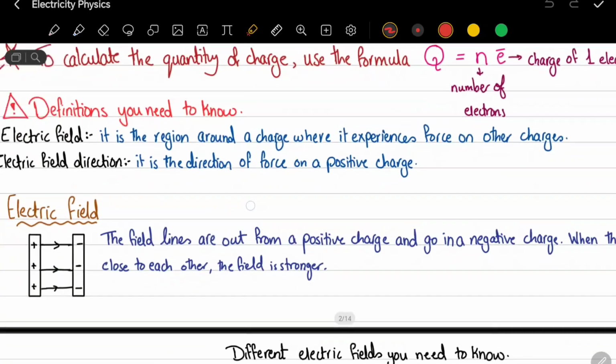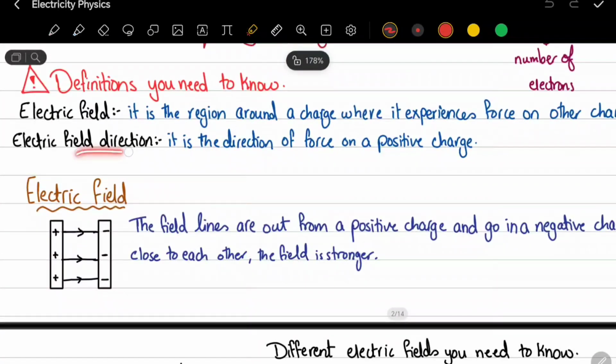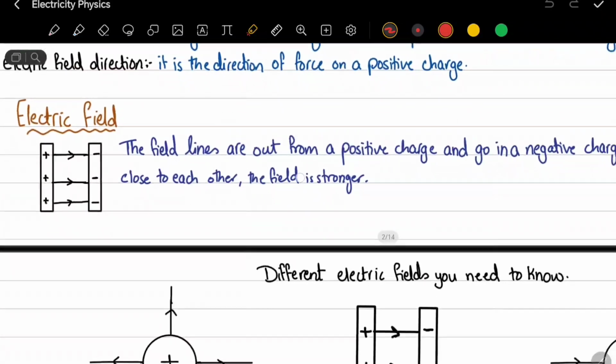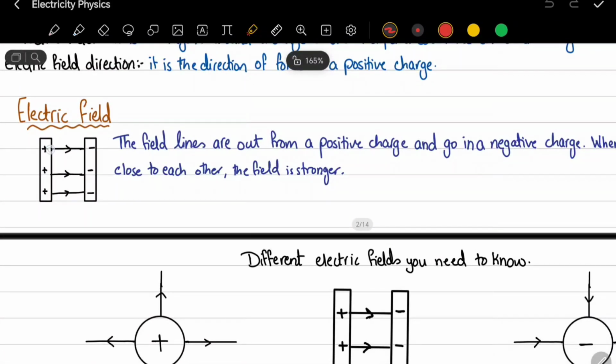Whenever we want to discuss the electric field direction, it's the direction of the force on a positive charge. The electric field always moves from the positively charged plate to the negatively charged plate. These are the field lines that come out from the positive charge and go into a negative charge.